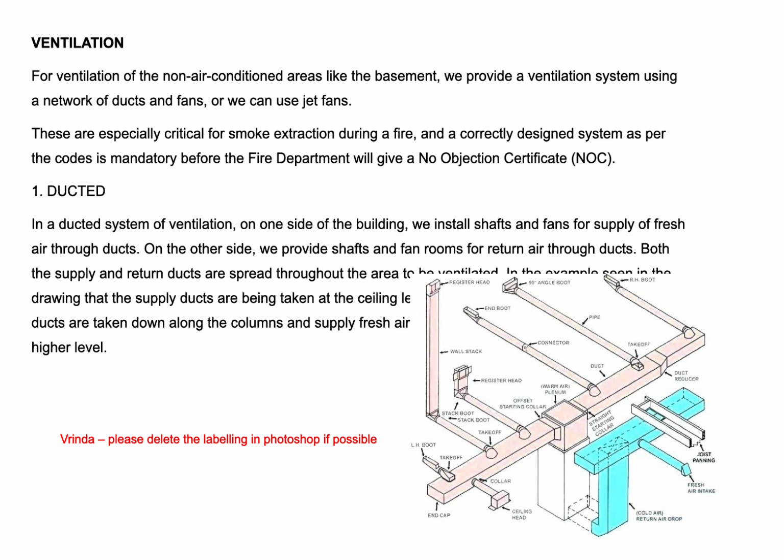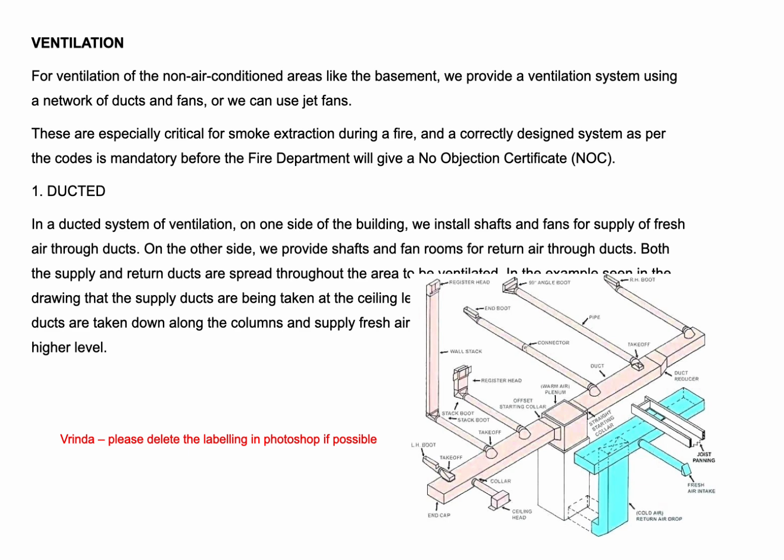The first is ducted. In a ducted system of ventilation, on one side of the building, we install shafts and fans for supply of fresh air through the ducts. On the other side, we provide shafts and fan rooms for return air through the ducts, as can be seen in the image. Both the supply and return ducts are spread throughout the area to be ventilated, sort of like this. In the example seen in the drawing, the supply ducts are being taken at the ceiling level throughout the basement. The supply ducts are then taken down along the columns, and the supply of fresh air is at a lower level. Return air is taken from a higher level.